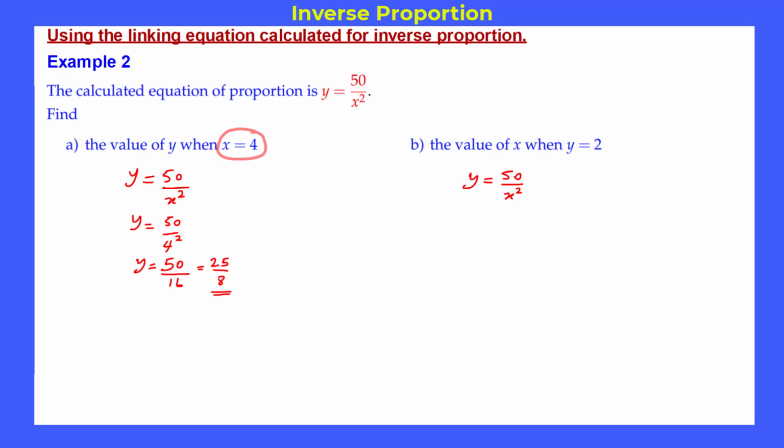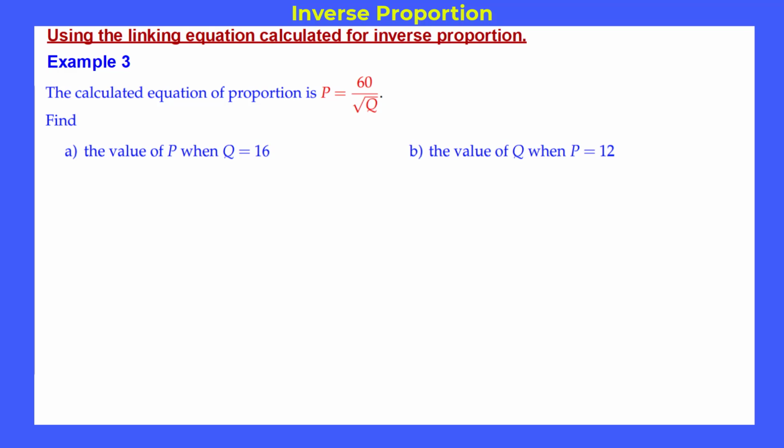Again, y equals 50 over x squared. This time we're told what y is, so we substitute in for y, so 2 equals 50 over x squared. Now if we use that little trick again about swapping them, we get x squared is going to be equal to 50 over 2. 50 divided by 2 is 25, so x squared is 25. To find what x is going to be, we square root it, and the square root of 25 is 5.